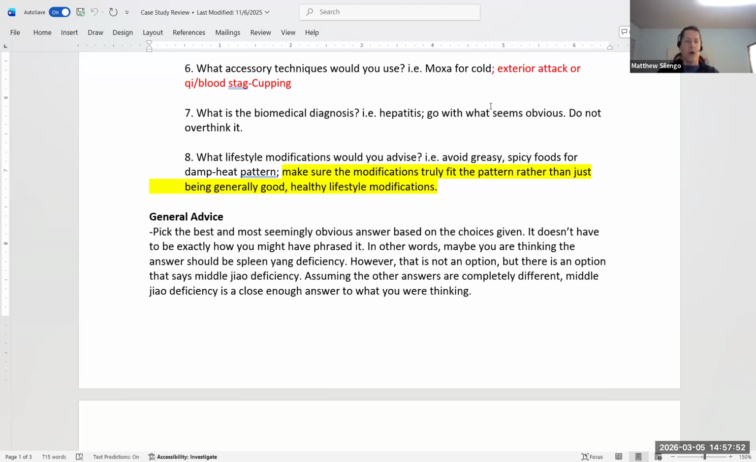Then they sometimes ask, what is the most likely biomedical diagnosis? I'll tell you, as far as the case study section goes, usually the biomedical diagnoses are really big picture and obvious. They tend to not be very nitpicky at all. For example, a person that's been smoking for 50 years with a chronic cough, and the right answer is COPD. Again, relatively obvious.